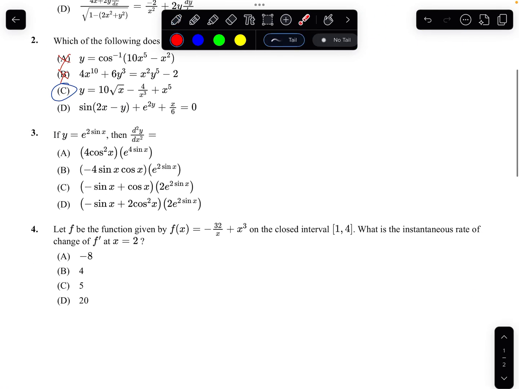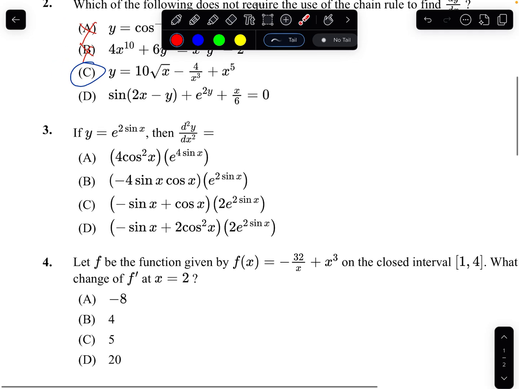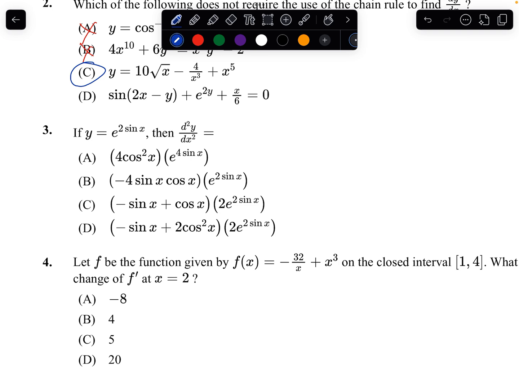For 3, all right, so we're finding the second derivative. So let's find the first derivative. So y prime will be equal to the derivative of the function e, which is the same function, so e to the 2 sine x, but we do need to multiply by the derivative of the inside, so we have to multiply by 2 cosine of x.